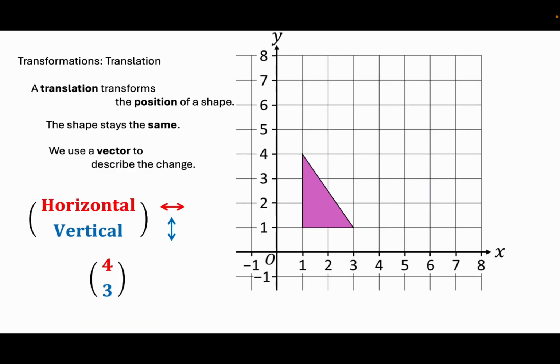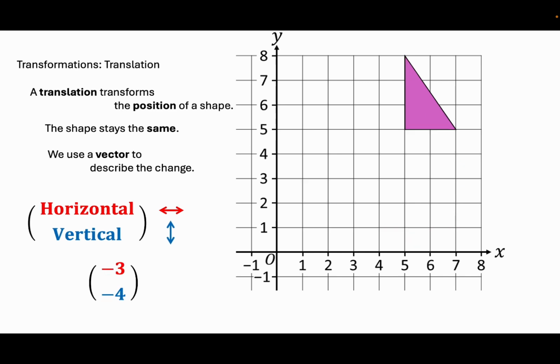So what we wanted to do is to translate this triangle by the vector (4, 3). If the numbers are positive, that means it's going to the right or going up, depending on whether it's x or y. So (4, 3) means 4 across to the right, 3 up. So now we have found our new shape. Now moving on to the next one.